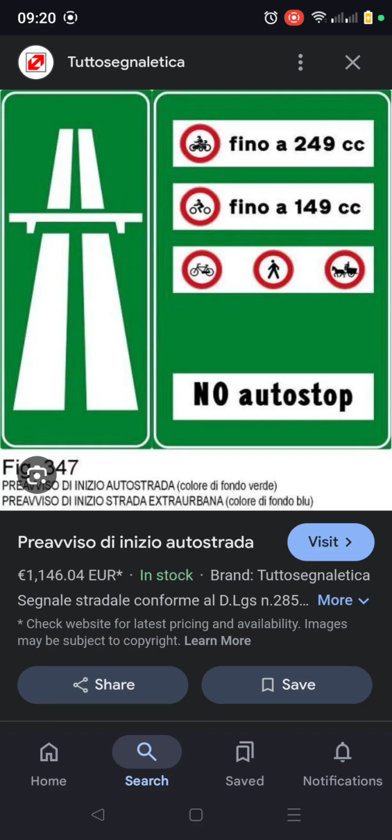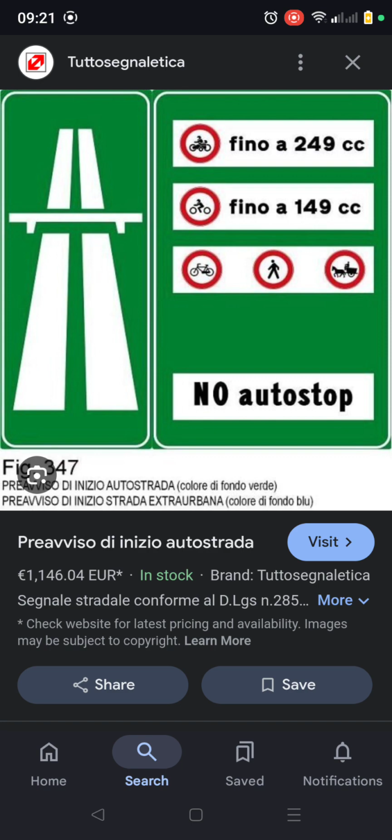Then fino a 149. This is the normal Okada, not the power bike, the normal big motorbike whose cylinder is up to 149 cannot circulate. Rather 150 cubic centimeters. When you hear the words fino a 149, it means a big motorbike whose cylinder is up to 149 cubic centimeters cannot circulate on the highway. This is why they have this forbidden signal.